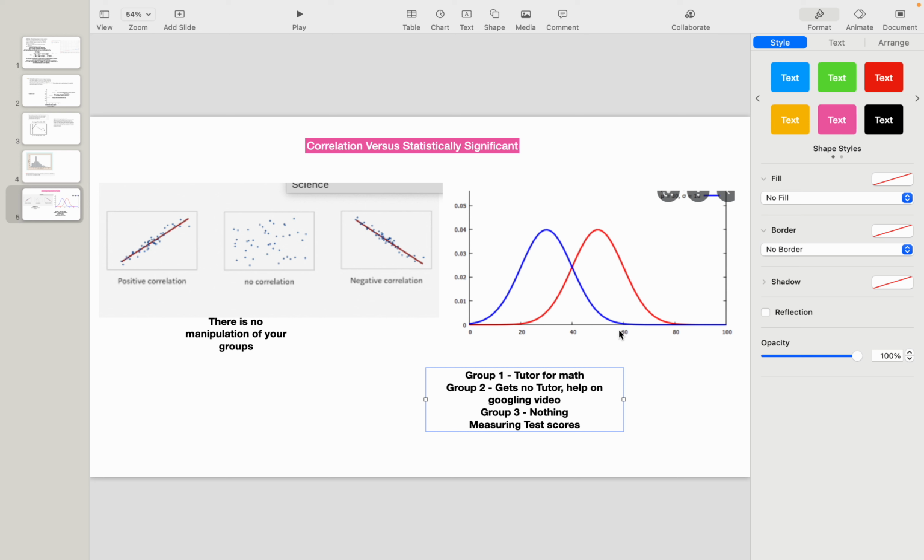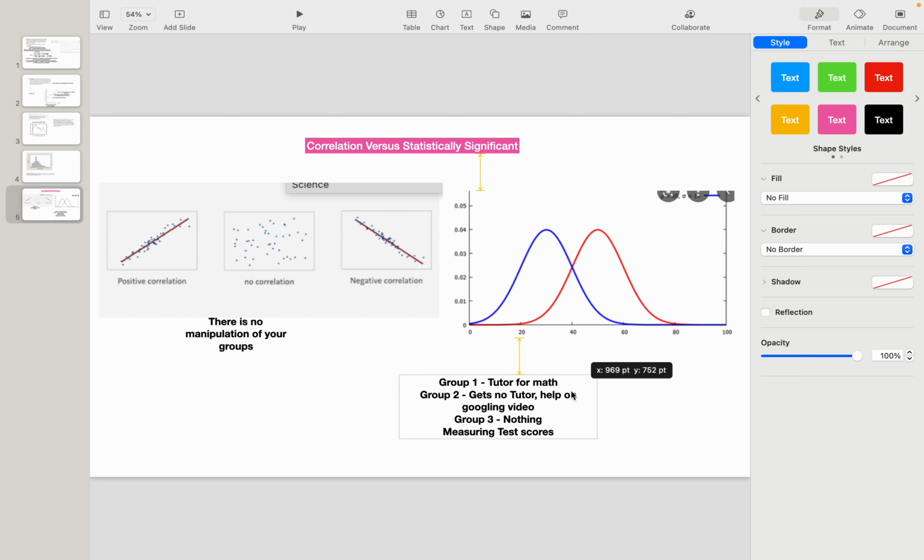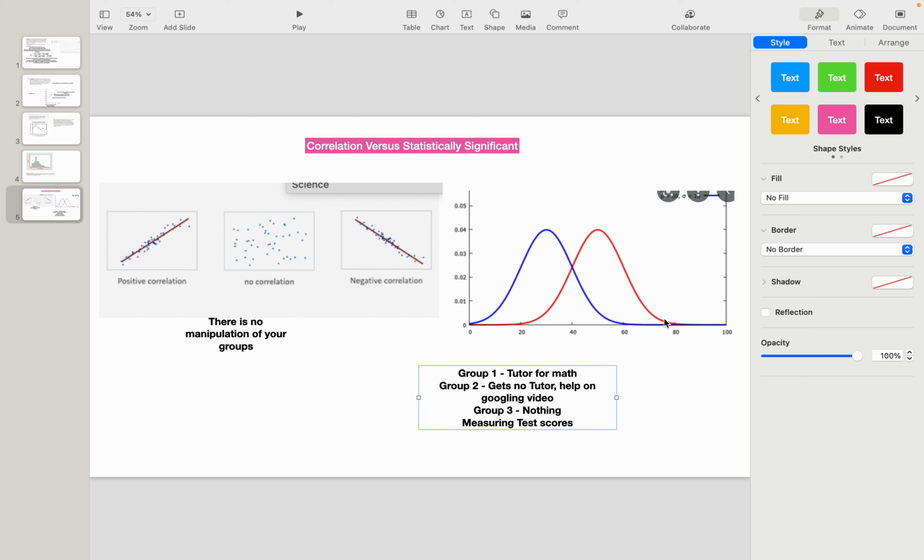Let's say group two was the red group, and their average score here would be a 50. Let's say our tests are really hard, and the average score for group three, getting nothing, was a 25. And for the tutor group, the peak is up here at 80, so the average for the tutor group was an 80. Well, could those groups be different just by chance? Could these scores be different just by chance alone? The answer is yes, but probably not as different as we're seeing in this picture. And that's where we get to what statistically significant means.